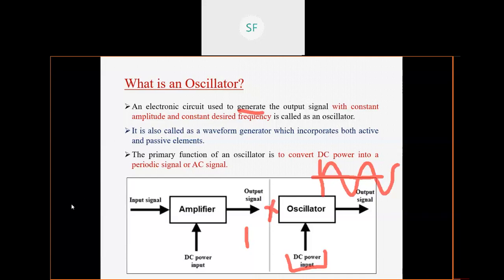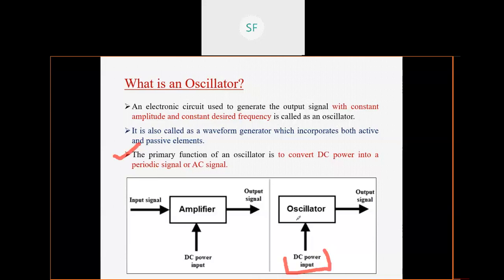But we know that energy can neither be created nor be destroyed. So how will it generate? So in order to generate, it must require some power source. So that power source is nothing but this DC power unit. Okay, so the third point is very important. So actually, what is an oscillator?